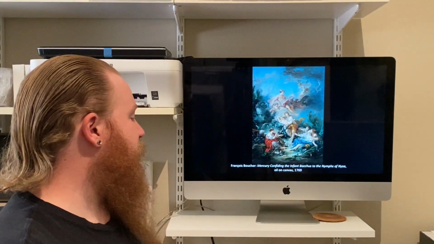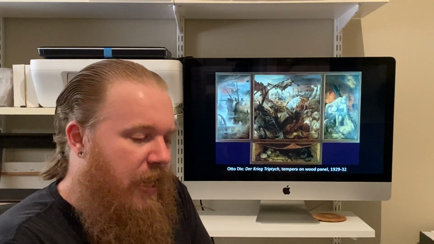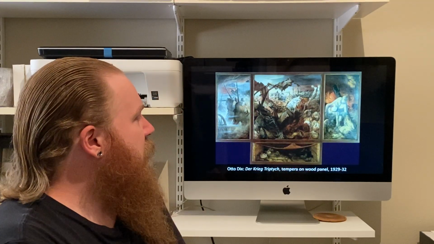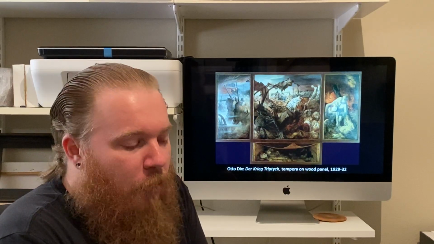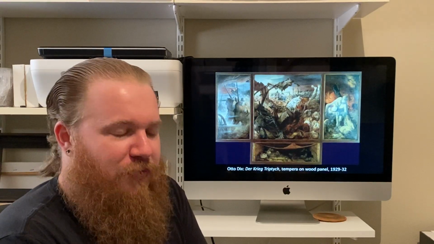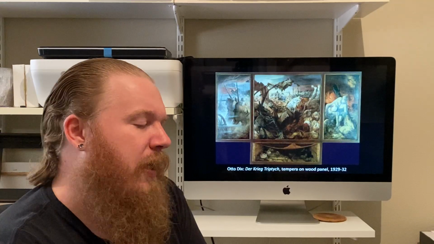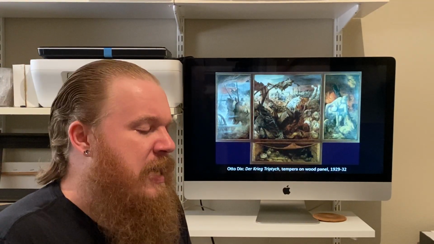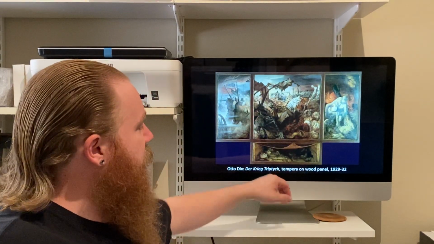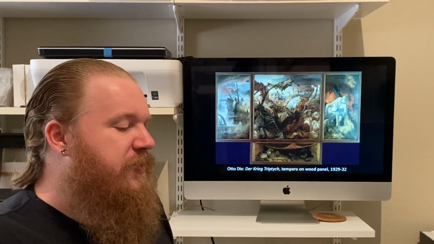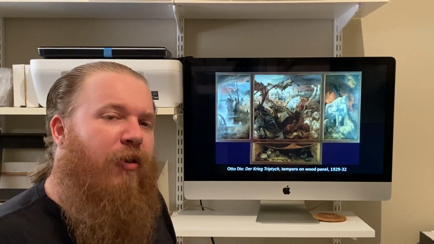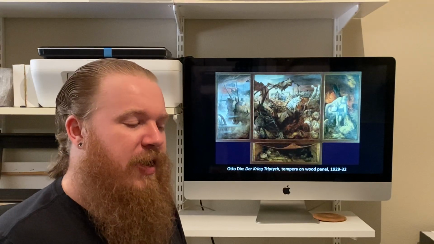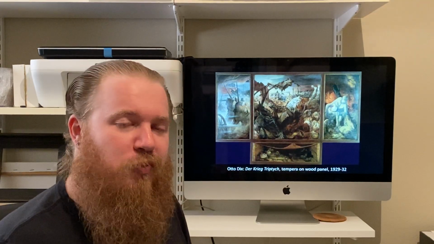That is opposed to, say, works like this. This is very much a painting that most people, if not all people, would say is not beautiful. It's not aesthetically pleasing. But what we see here, this is Otto Dix's Der Krieg triptych. And Der Krieg is German. It means the war. And this is meant to be an autobiographical account of Otto Dix's personal experience fighting in the German army during the First World War.